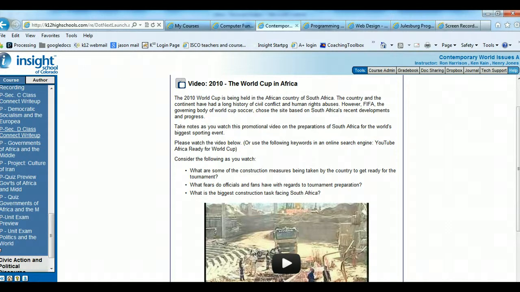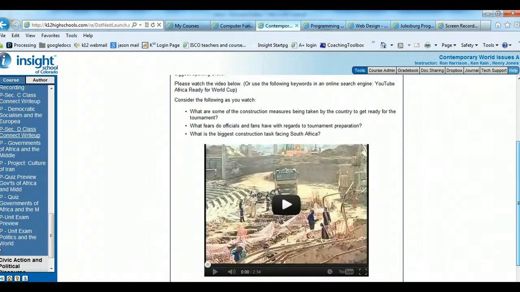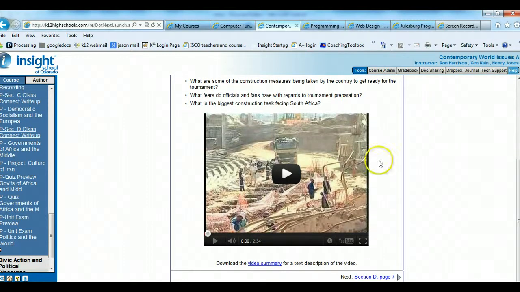Now the thing about that, even though the country of South Africa is rich, there are lots of poor people, mostly poor black Africans there. And when they built the stadiums for the World Cup, they displaced lots of those people. They tore down their villages and things like that so they could build stadiums for the World Cup, because the World Cup brought lots of money to the country of South Africa. So watch this video to learn a little bit more about how the World Cup affected South Africa.